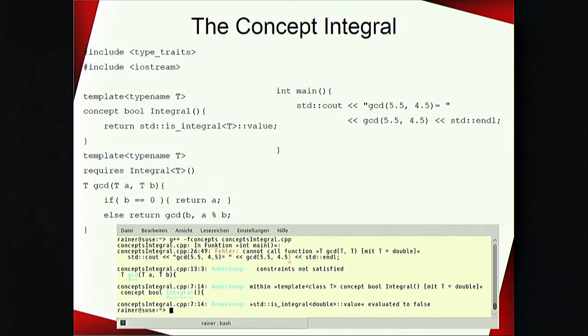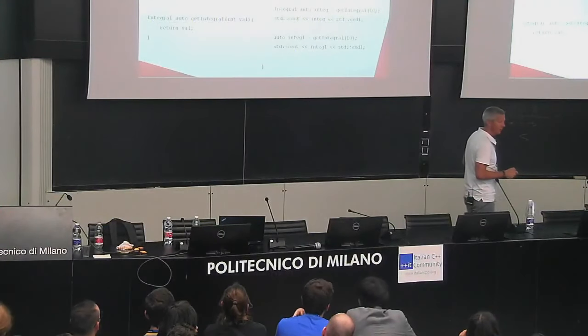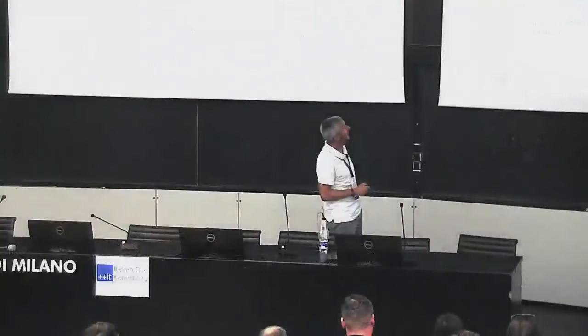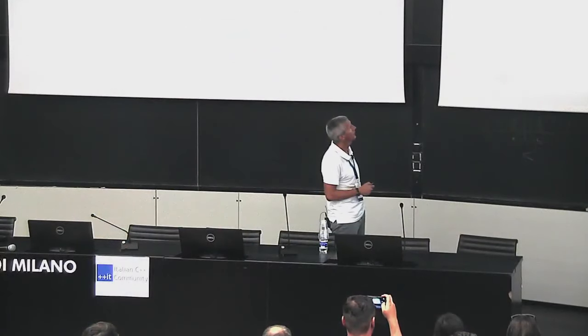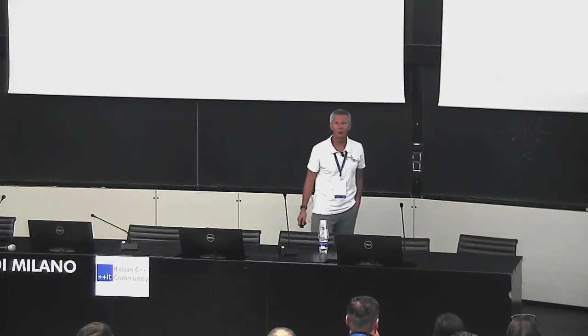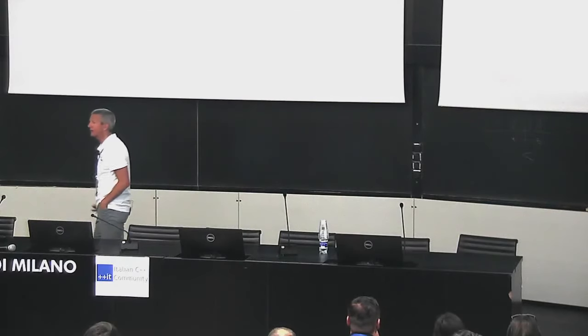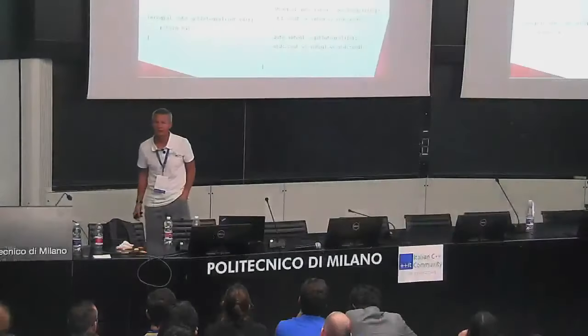Okay, this is the syntax, but we can do better. Now I talk a little bit about constrained and unconstrained concepts. Once more the concept from before, and here I use the concept only in the return value. I will come to the arguments later. Here I say integral auto, you see? With C++11, you could say auto for deducing the return type. Now you can say deduce me the return type, but the return type must be an integral.